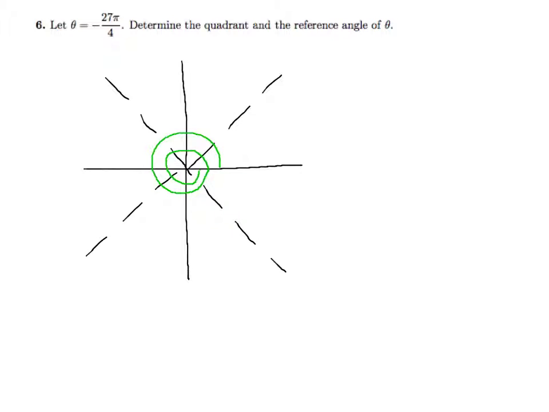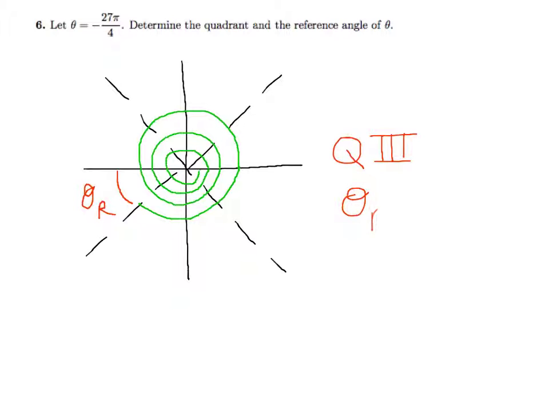That's 16 pi over 4. We're going to go one more time around. That's 24 pi over 4. And then we have 27, so we're going to go 24, 25, 26, 27. So this is our angle. Theta is negative 27 pi over 4. So our reference angle is going to be with respect to the x-axis. So our reference angle is in red over here. So our reference angle is in quadrant 3, and you can see that equals pi over 4.